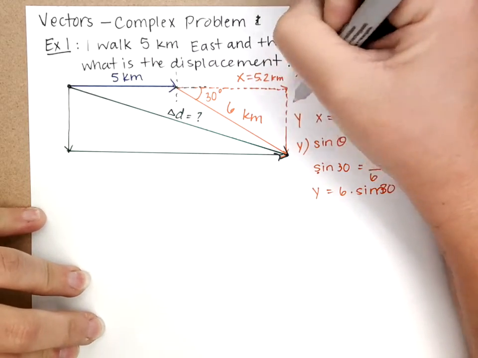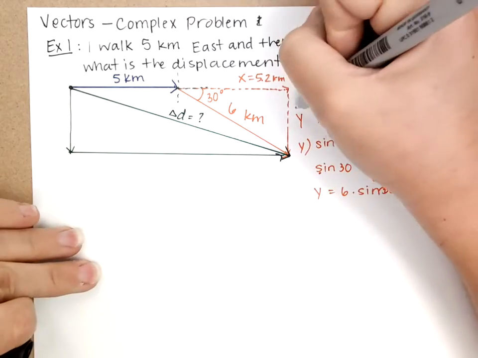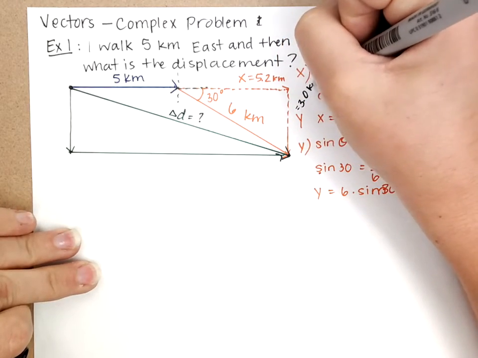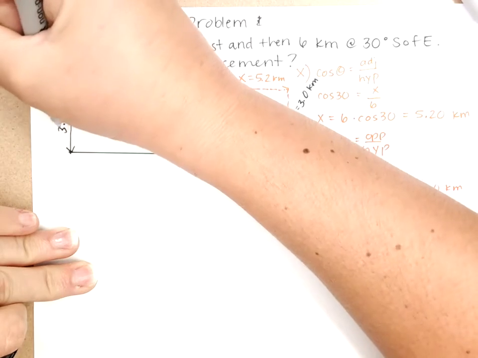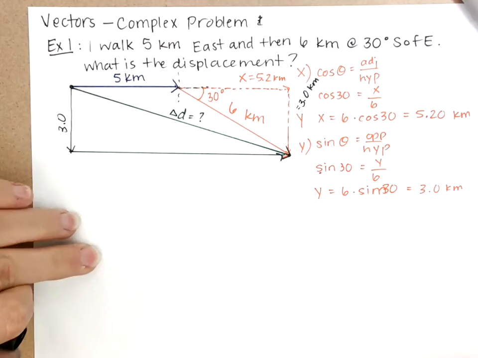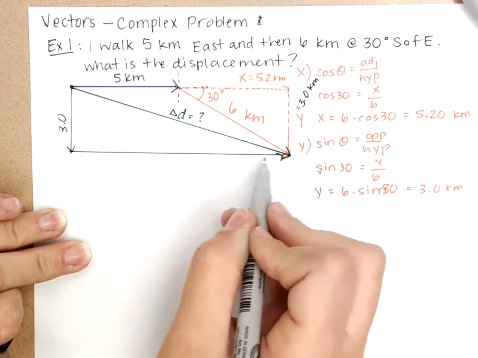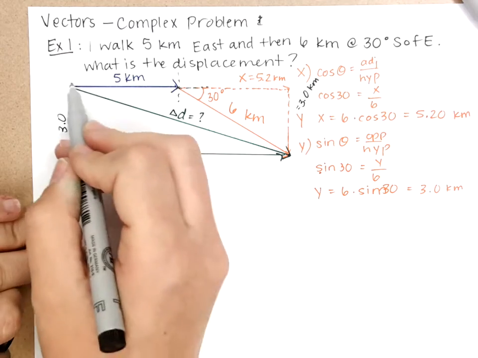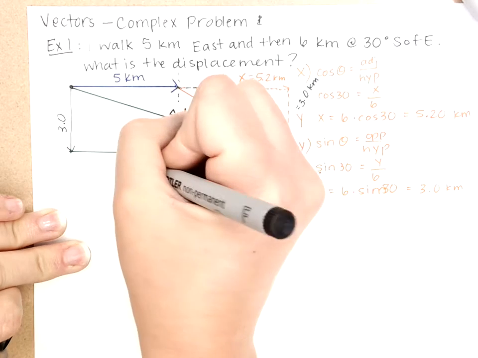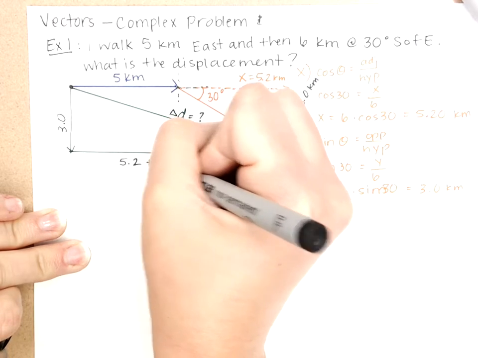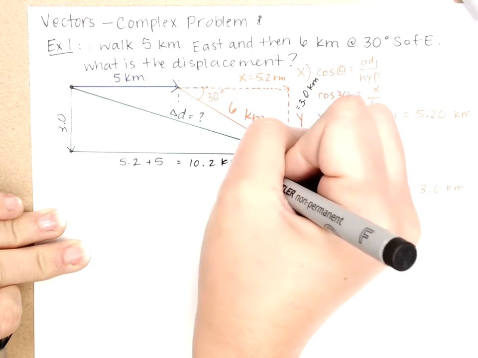So y, I'll do it in another color so we can see, equals 3.0. So that also means that this side is 3.0. Okay? Now we know this x component right here, this whole length, is equal to this length. So we know this one is 5.2 and this one's 5. So 5.2 plus 5 gives us 10.2 kilometers.